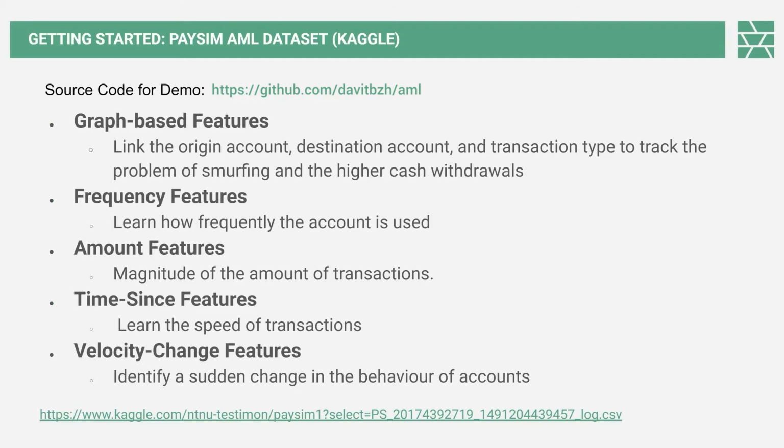So things like graph-based features, where we want to capture a lot of the graph-based information into a graph embedding. Frequency features where we learn how frequently an account is used. Account features where we look at the magnitude of the amount of transactions. And then time since features and velocity change features where we look at changes in the behavior of accounts and the speed of transactions. So with this, I'll hand over to David, and he'll walk through a notebook and example running on the Hopsworks platform.